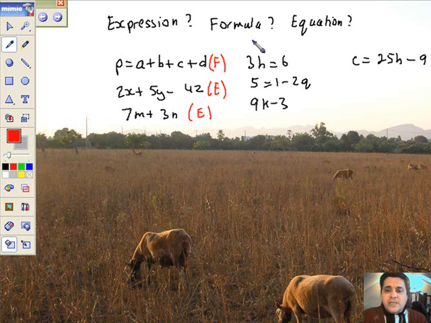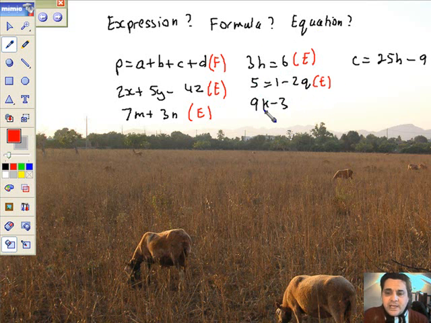Next one, 3h equals 6. Well, equation or formula. Well, I can solve this. I can see that h equals 6 divided by 3, and therefore 2. Hence, that must be an equation. Next one, 5 equals 1 minus 2q. Not an expression, I've got an equals there. Is it a formula? Could be. Is it an equation? Definitely, because I can solve this. I can work out the value of q by rearranging this equation and working out what q is. But for now, it's an equation.